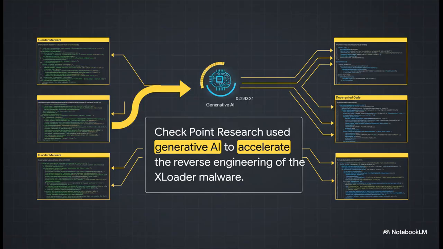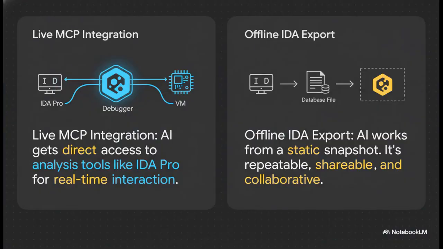So, moving from exfiltrating a model to analyzing with one, Checkpoint Research did this great piece showing how generative AI can be a massive force multiplier for reverse engineering malware. In this case, they were taking on Xloader. And they explored two pretty different workflows for this. On one side, you've got this live integration using what's called the Model Context Protocol, or MCP. Just think of this as a framework that gives the AI hands-on, agentic access to all the tools. It could directly control IDA Pro, the x64dbg debugger, and a VM to basically experiment in real time.